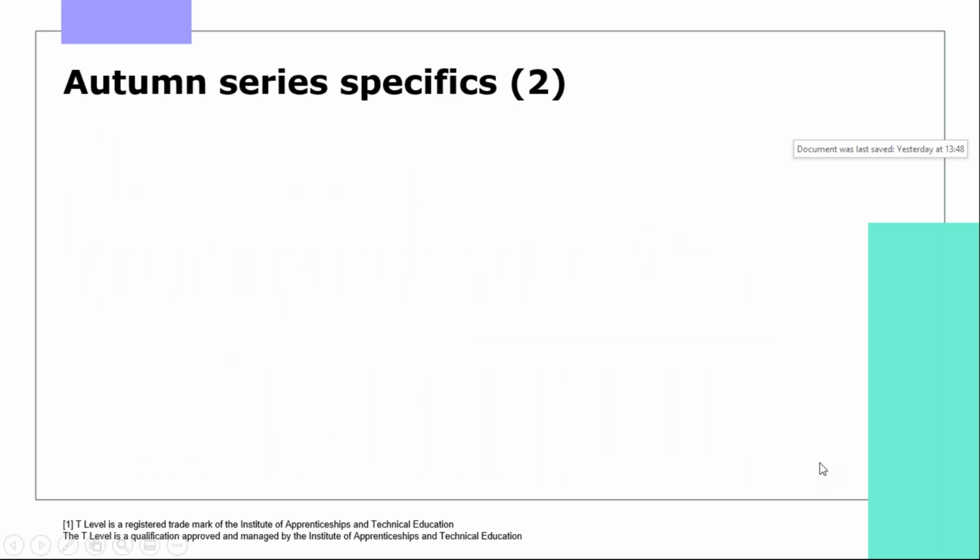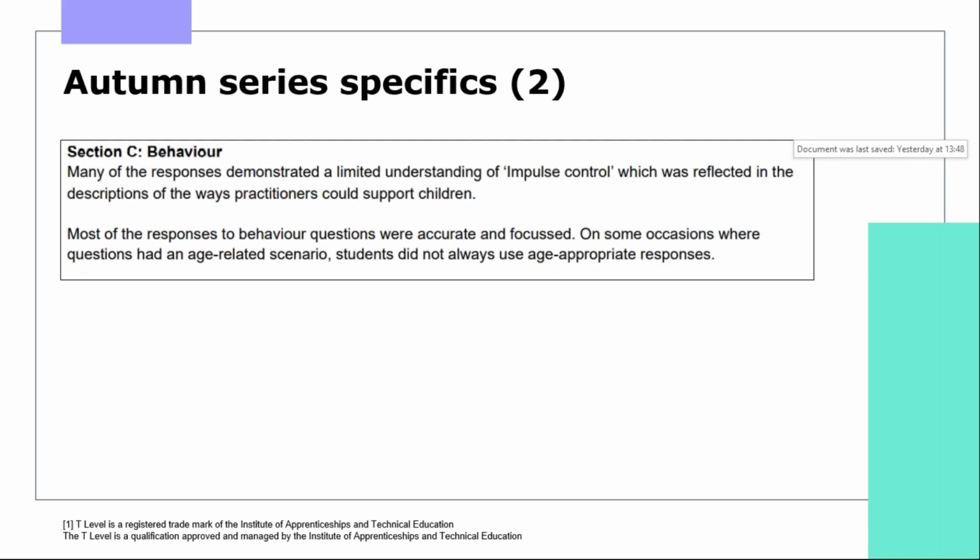So moving on to section C, which was about behaviour. The first point relates specifically to impulse control, and this is included in core elements 4 and 11. Again, the depth of understanding was limited here, but generally the answers for this section were accurate and focused, so that's great. A comment is made related to students not always suggesting age-related responses to age-related questions.